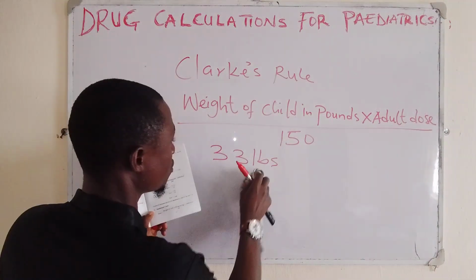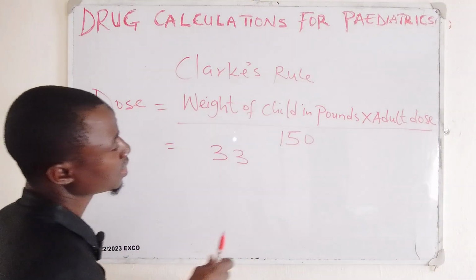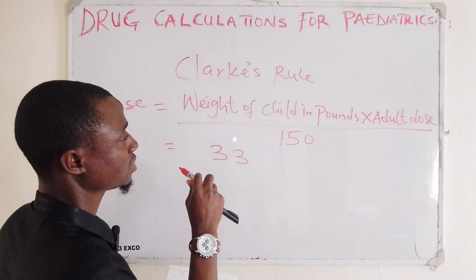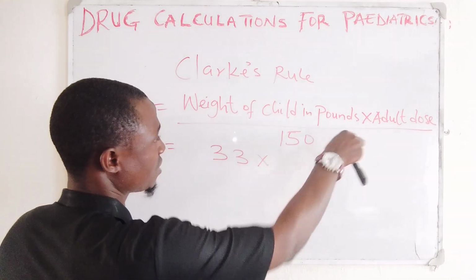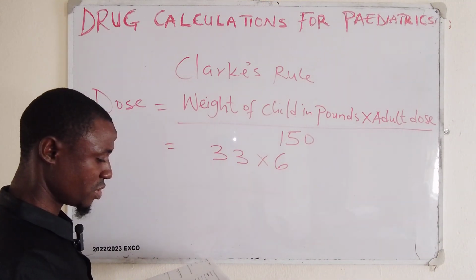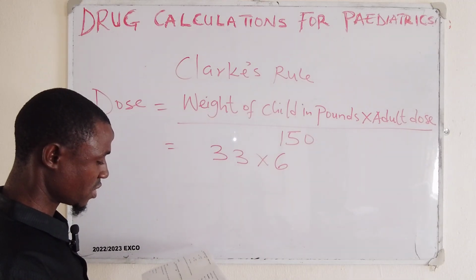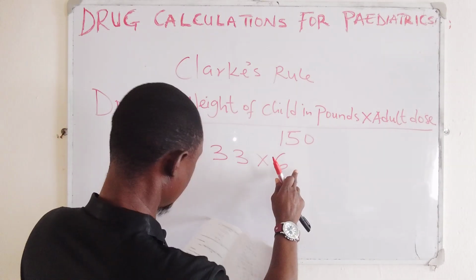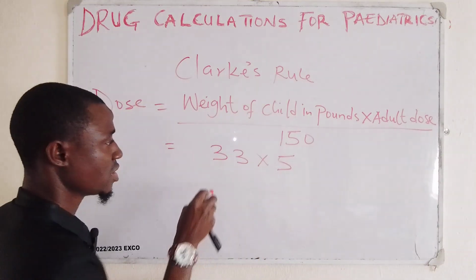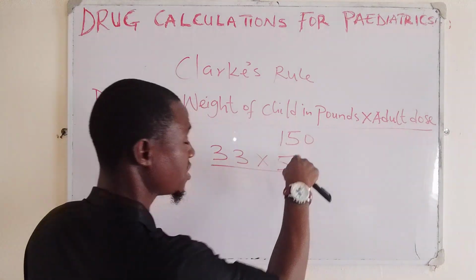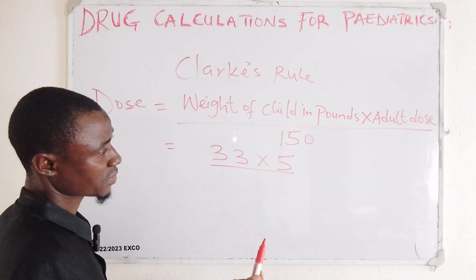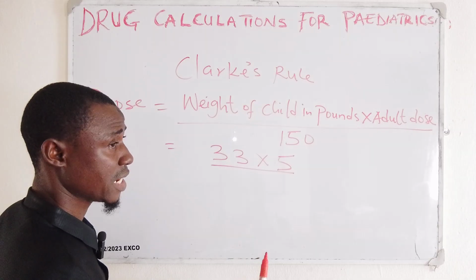So this will be 33 pounds multiplied by the adult dose. The adult dose was given to be 5 mils, right? Yes, the adult dose was given to be 5 mils. So from the equation, it is 5 mils over the average weight of an adult in pounds, which is 150.